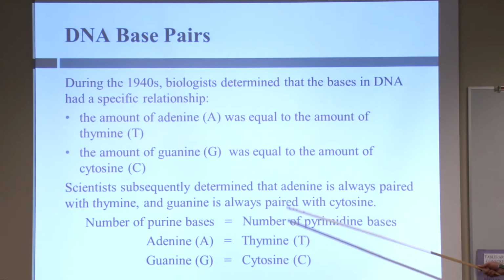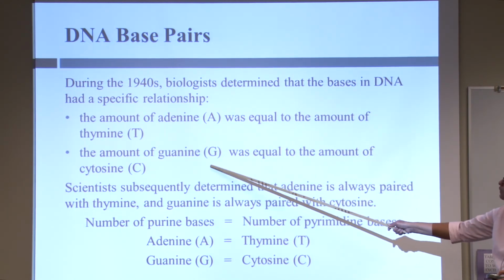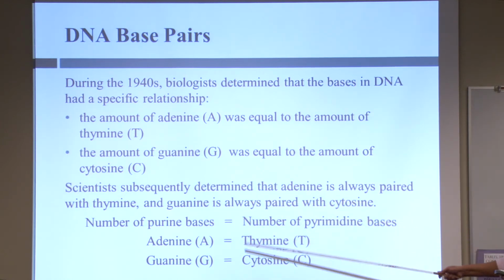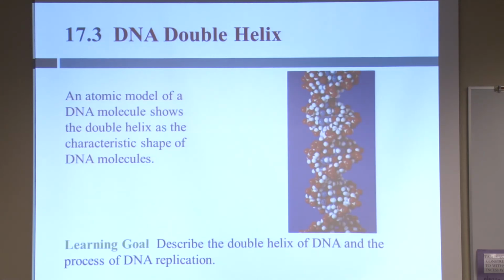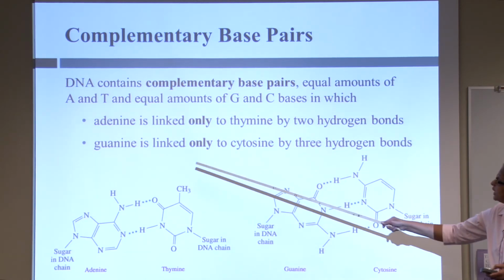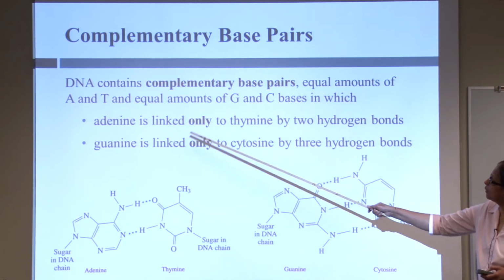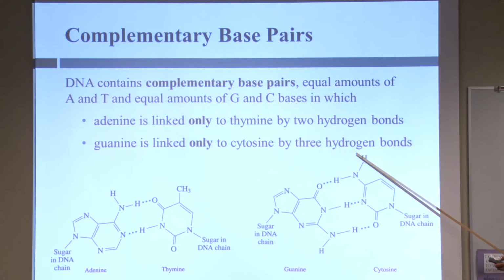Now, the amount of adenine was equal to the amount of thymine in DNA. The amount of guanine was equal to the amount of cytosine. Again, the number of purine and pyrimidine bases are equal. DNA contains equal amounts of A and T, and equal amounts of G and C. Adenine links only to thymine by two hydrogen bonds. Guanine links only to cytosine using three hydrogen bonds, and that is very specific.